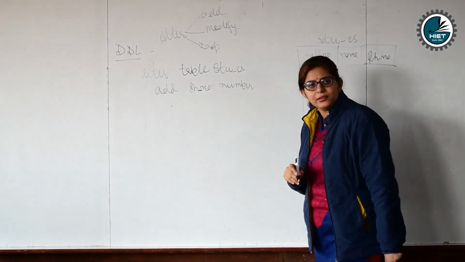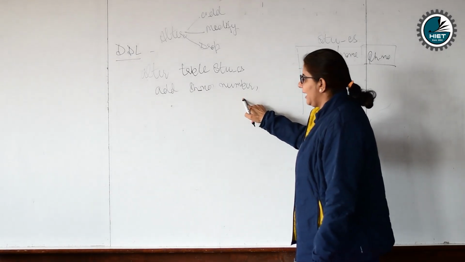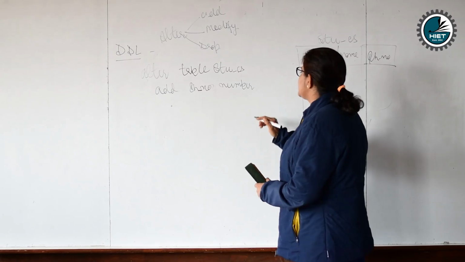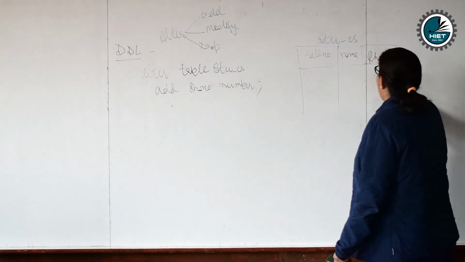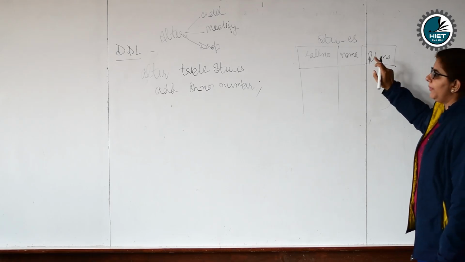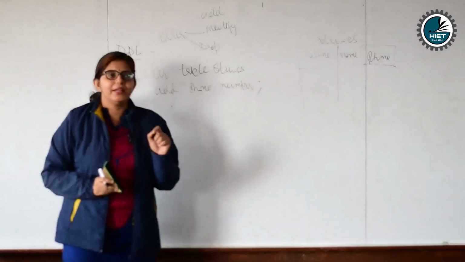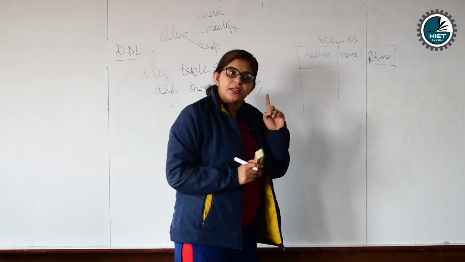If you want to add next columns also, then comma, second column name, data type, comma, next column name, data type. Otherwise, semicolon. So this alter command will add a new column phone number into this table. So with the help of alter add, you add a new column into an already existing table.